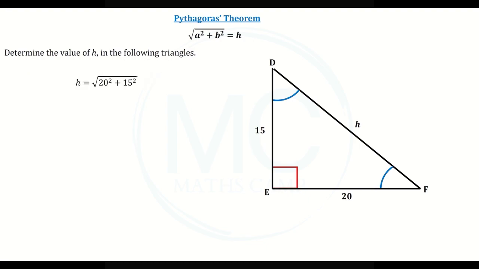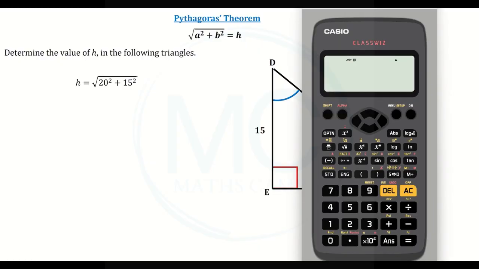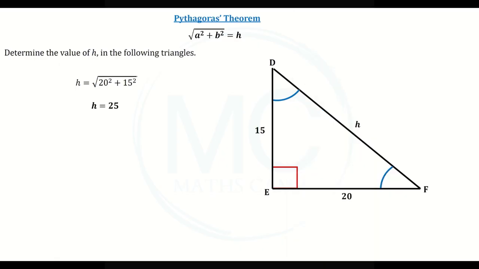Now to calculate h, you don't need to calculate each step. It's much easier to put this straight into your calculator. So let's take our calculator and we say the square root of 20 squared plus 15 squared is equal to 25. This is the length of h. We can write this down here.